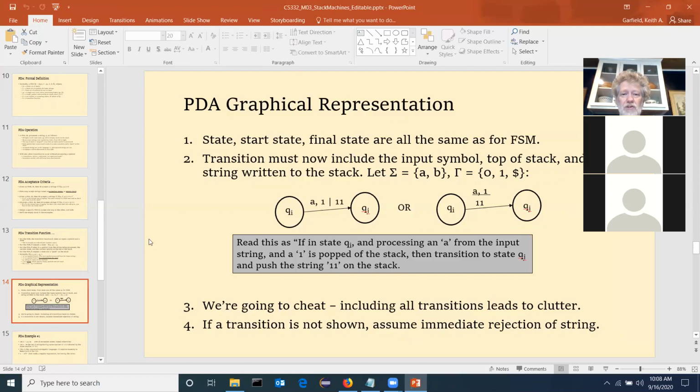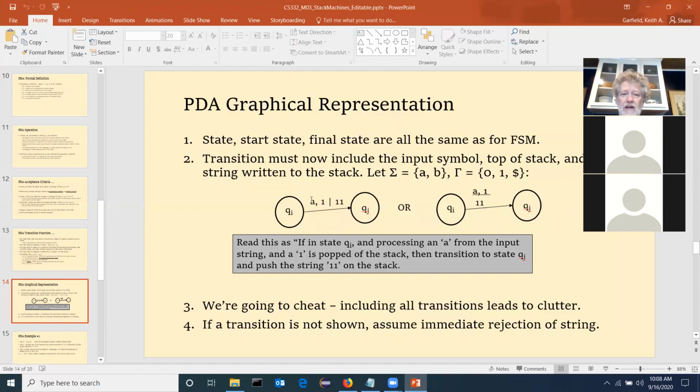And remember, if you push a string onto a stack, it shows up on the stack inverted, because stacks are last in, first out. So if you push a 0, 1 onto the stack, then the top of stack is actually 1, because that's the last thing you put in there.